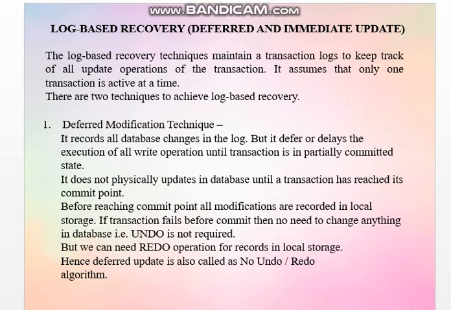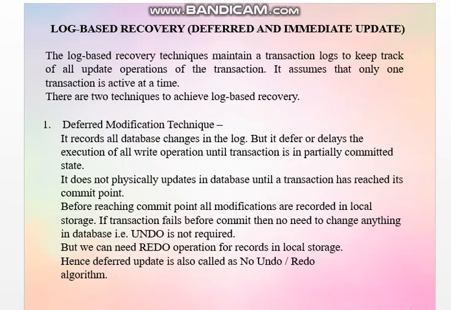Before the commit operation, whatever write operations are executed by the transaction are recorded in the local storage in the main memory. If the transaction fails before the commit, then there is no need of changing anything in the database. That is, undo is not required. Why are we saying this? Because the changes the transaction is making by using the write operation are not happening actually on the database, but in the local storage.